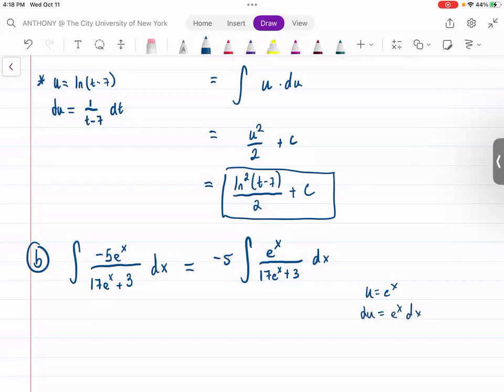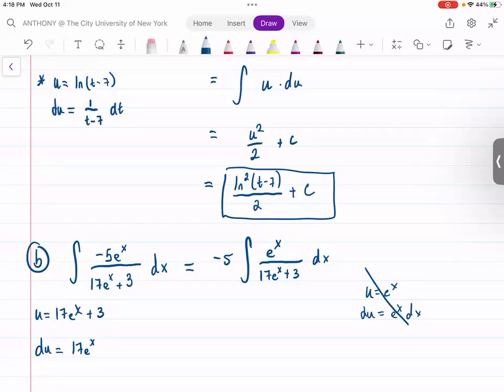But if you look inside the denominator here, your denominator reads as 17 e to the x plus 3. Your du will need to essentially replace that entire expression, but our current du cannot. So therefore, u cannot be e to the x. Well, that leaves us with making u equal to the denominator, 17 e to the x plus 3. You get your derivative, du. So what is your derivative of 17 e to the x? 17 e to the x, and the derivative of 3.